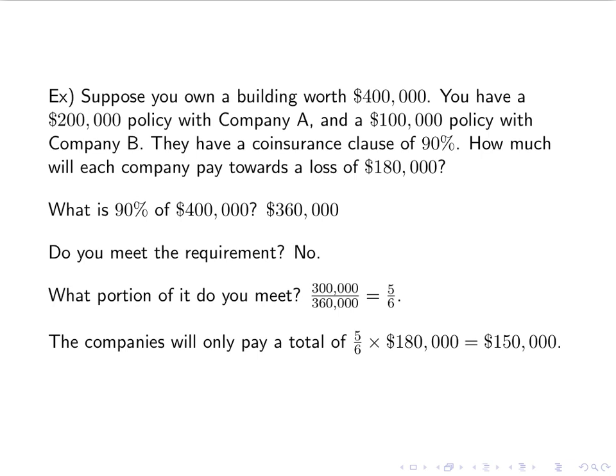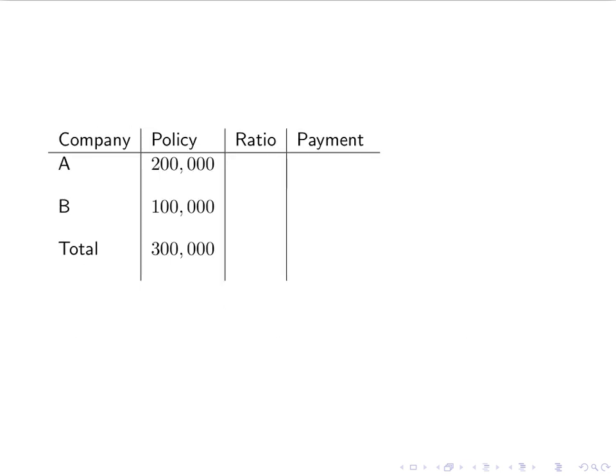So once we find that amount, this is going to be what our total should end up being, and this 150 is what we're going to multiply the ratios by. So we set up our table, and Company A has a policy of $200,000, Company B has a policy of $100,000. We already talked about the total being $300,000. So again, the ratio, take A divided by total, B divided by total. Again, those are fairly straightforward fractions, 2/3, 1/3. Add them together, I do get 1.